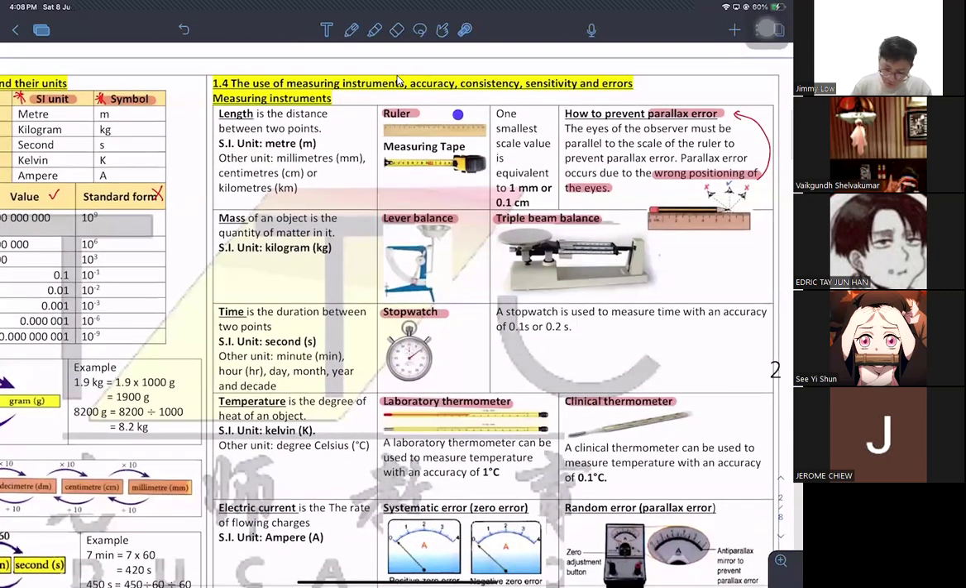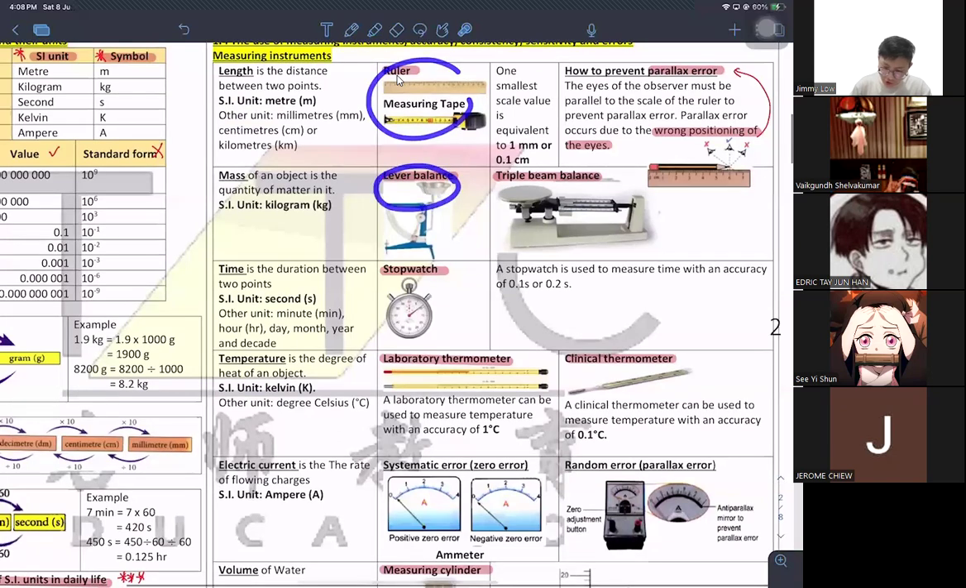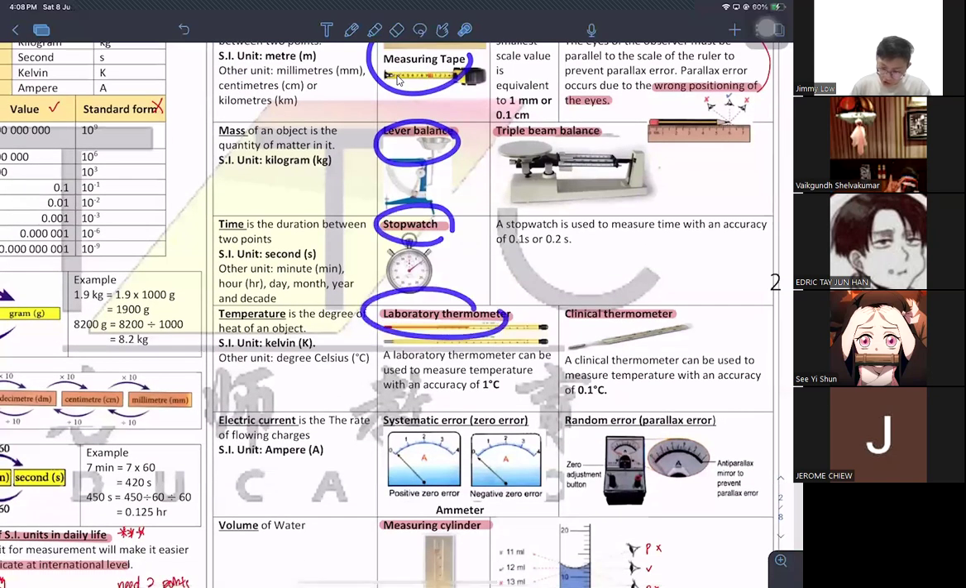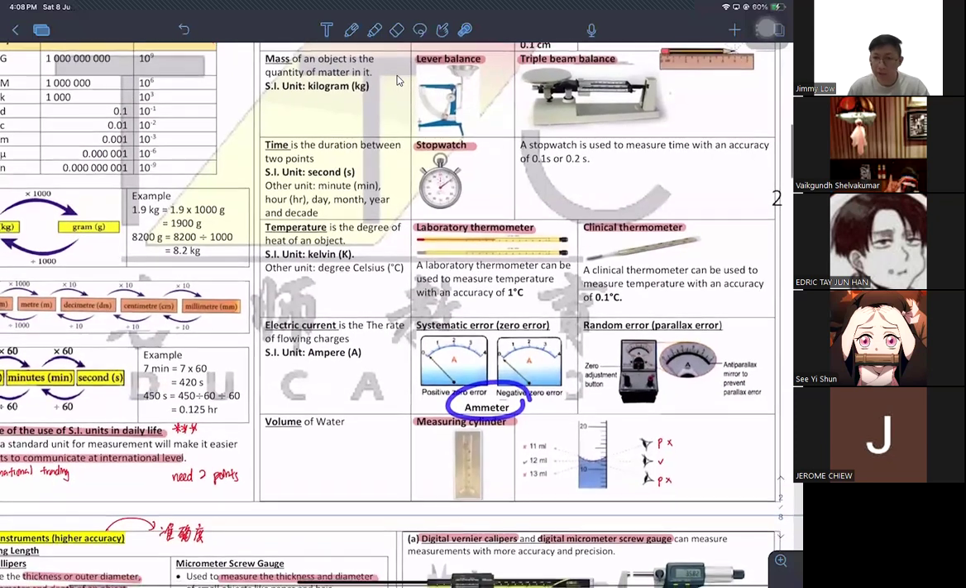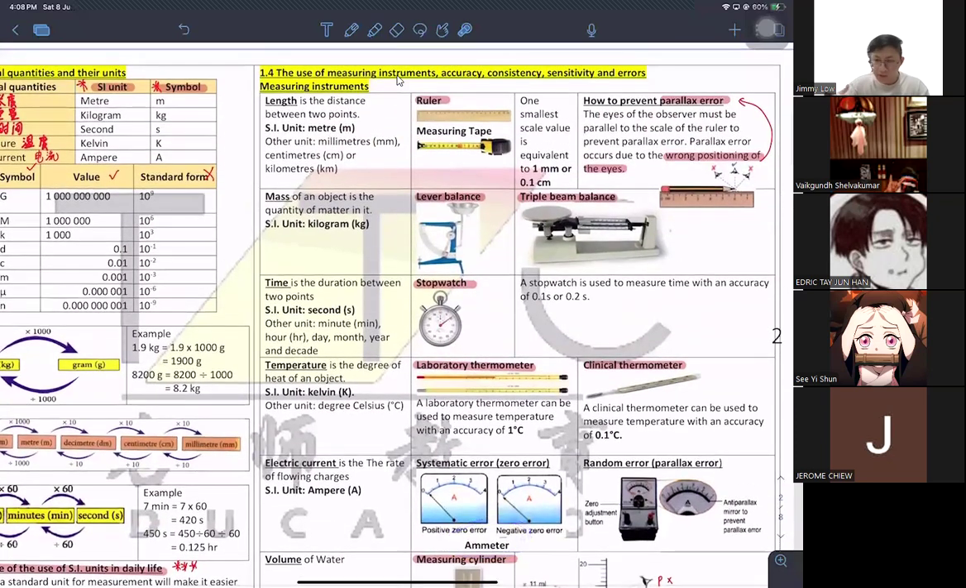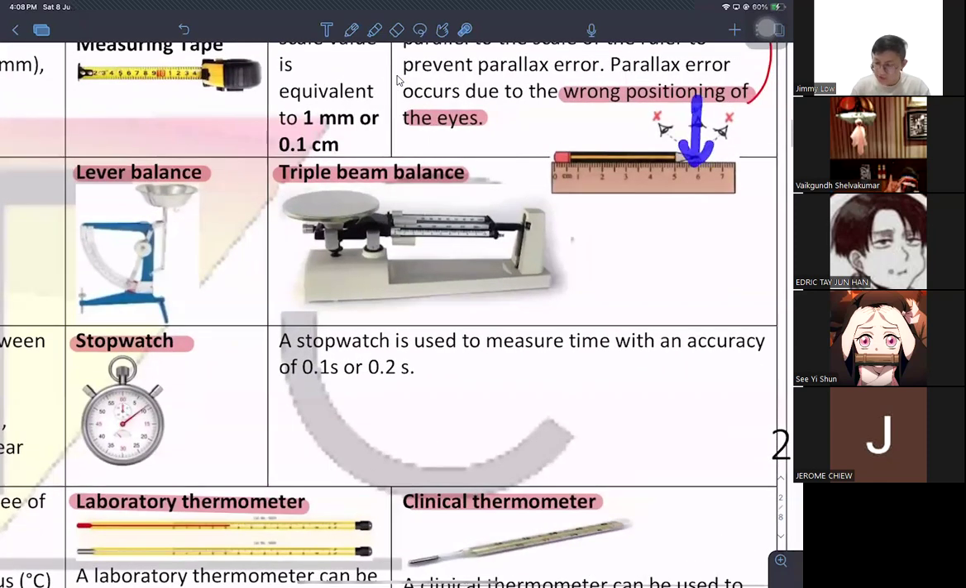For this part, you have to know the names of the measuring instruments: the stopwatch, the thermometer, the ammeter, the voltmeter. Know their names here. And one more thing you have to know on this page is the parallax error. What is parallax error? You have to get the correct reading from this angle.